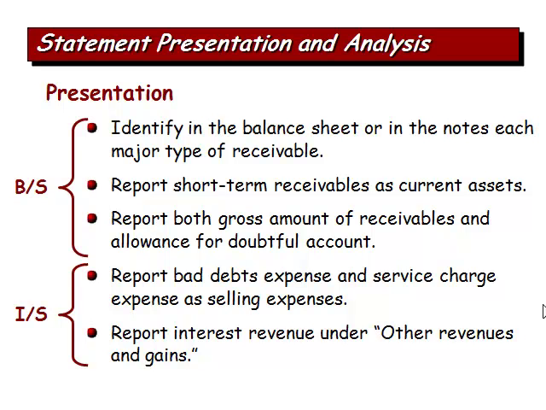So our presentation in the balance sheet, we're going to identify in the balance sheet or in the notes to the balance sheet each major type of receivable. Short-term receivables are current assets. Report both the gross amount and the net amount or the allowance amount. Now on the income statement, we report bad debts expense and service charge expenses, selling expenses, and interest revenue shows up under other revenue and gains.